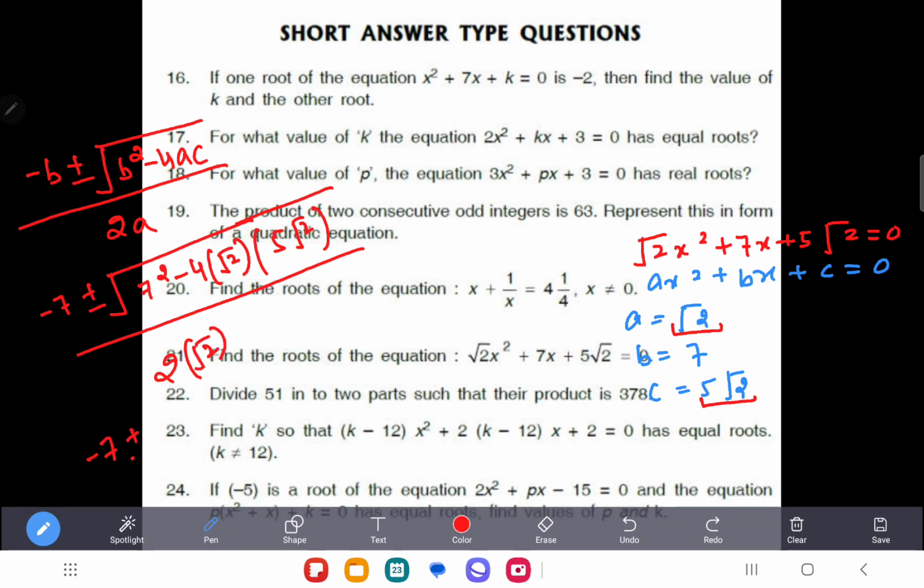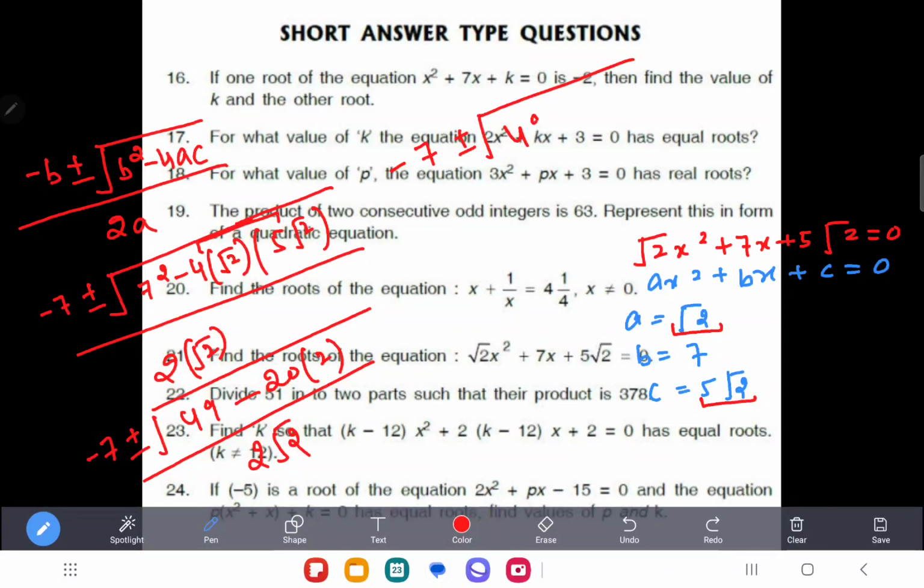So we would have minus 7 plus minus under root of 49 minus 5 times 4 is 20, 20 times 2, over 2 root 2. Yes or no, others? So we would have minus 7 plus minus under root of 49 minus 40, because root 2 into root 2 is 2, over 2 root 2. Yes or no?